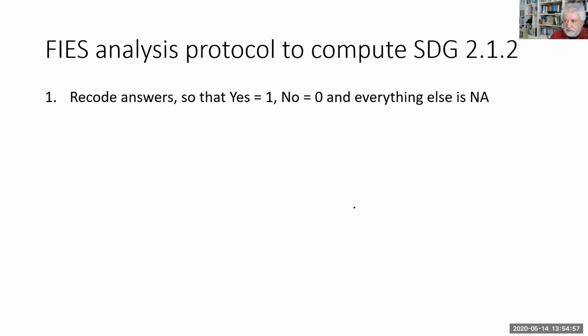If you want to use the FIES in the context of a resilience assessment, then you need to follow more or less the same protocol. If you want to use the FIES data in the context of an IPC analysis, the analytic protocol is the same. So what do you do? First, you have to make sure that you have the right coding of the answer. So if the answer is yes, you put 1. If the answer is no, put 0. And everything else is missing.